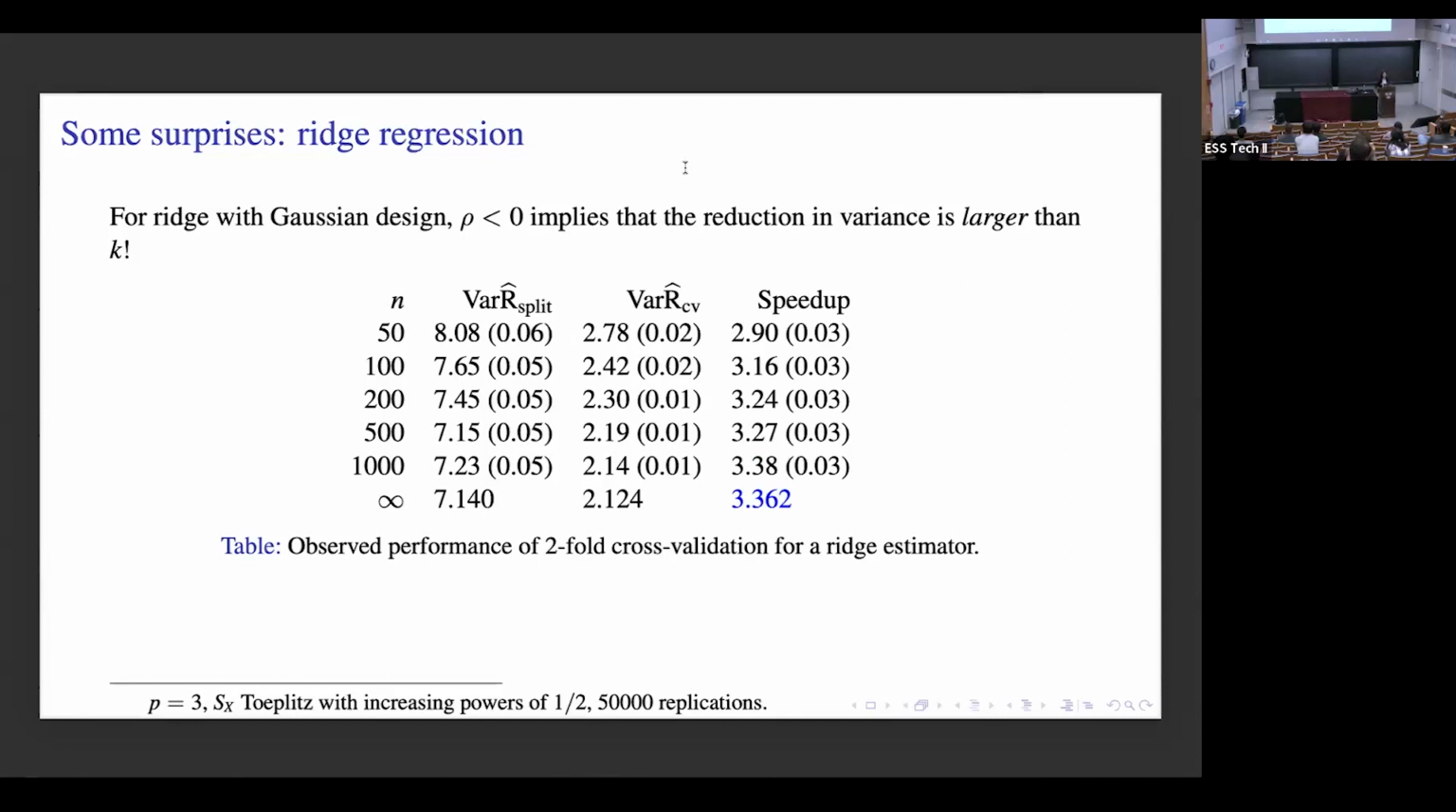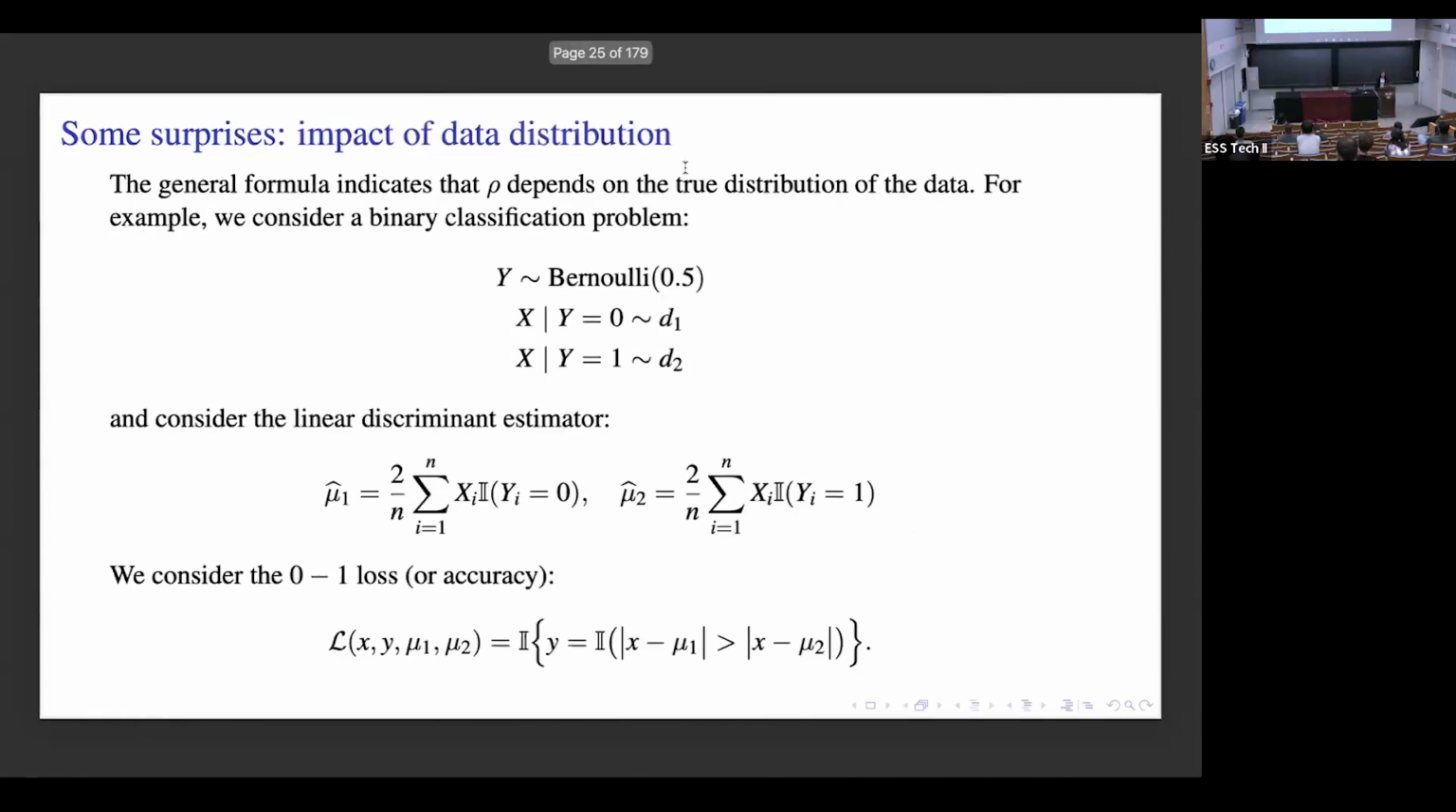Yes. So very surprisingly, rho can be negative even for very simple estimators. And so doing k-fold cross-validation can be like having more than k times more data to estimate the split risk, even for very simple estimators. More surprisingly, it does not only depend on your estimator and how it's trained, it also depends on your distribution. And so here we're going to see a very, very simple example.